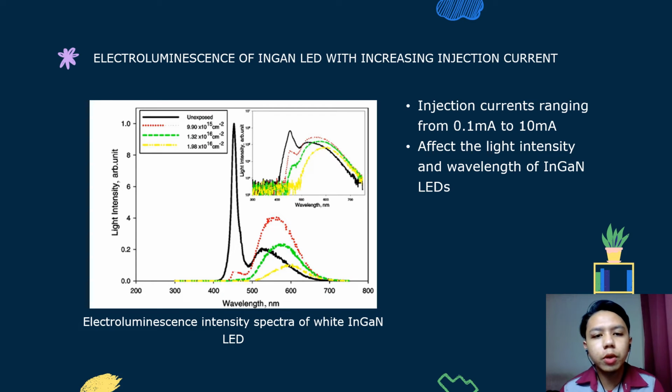Okay, this is the optical part of the experiment. The electroluminescence of InGaN LED with increasing injection current. Okay, this experiment has been done with injection current range from 0.1 milliampere to 10 milliampere. As you can see from the graph, electroluminescent intensity spectra of white InGaN LEDs, when the injection current differs, it will affect the light intensity and the wavelength of the InGaN LEDs.